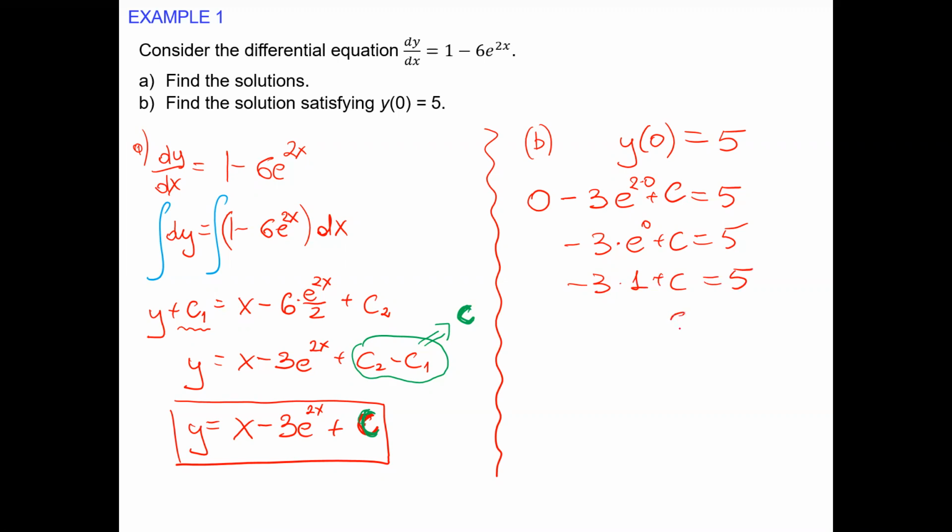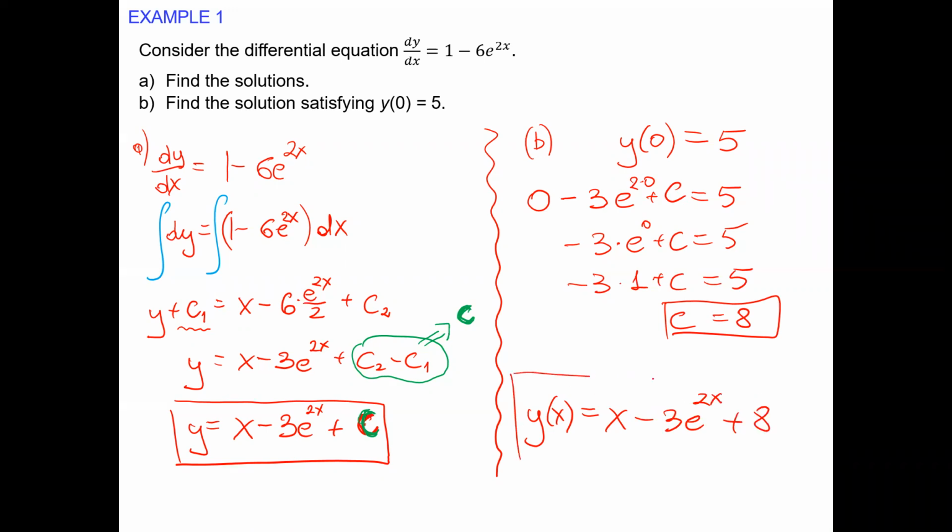And negative 3, we can add 3 to both sides. Constant c is 8. And then our equation, y of x, I can be more specific, indicating the independent variable x, is x minus 3 e to the power of 2x plus 8. This is our initial value problem solution.